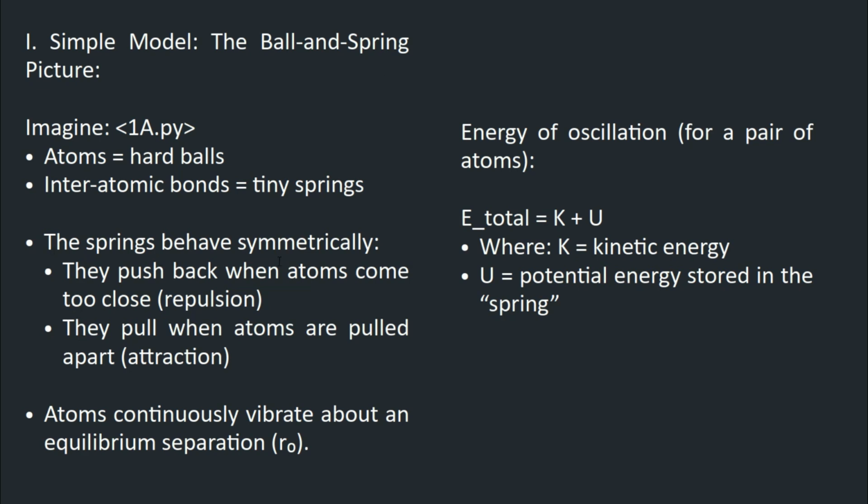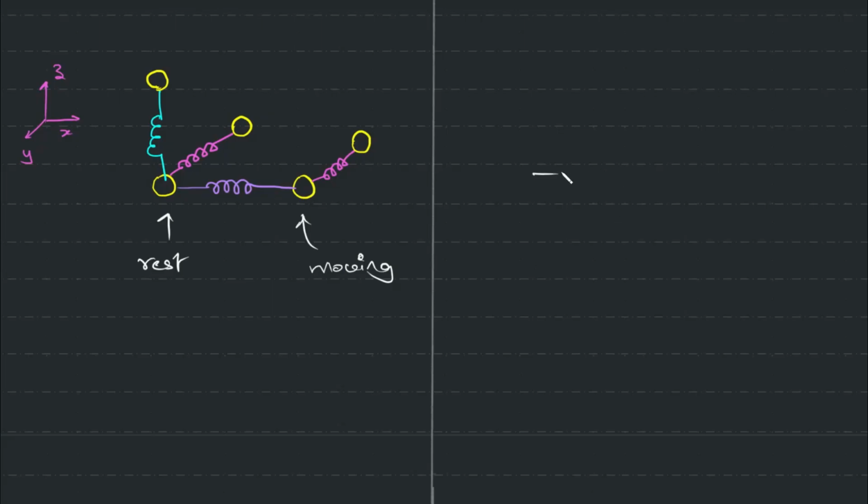The spring behaves symmetrically. They push back when the atom comes near, right? Too close, that is repulsion. They pull when the atoms are pulled apart. So you can imagine if you take a spring, and if you have not done that, you should do that. You take a spring and you pull it. What happens? It goes back and forth. It does it very fast, and it comes to rest too early for us to notice that. But if you take that fraction of a second and observe it carefully, you can see it going back and forth. So that's what it means.